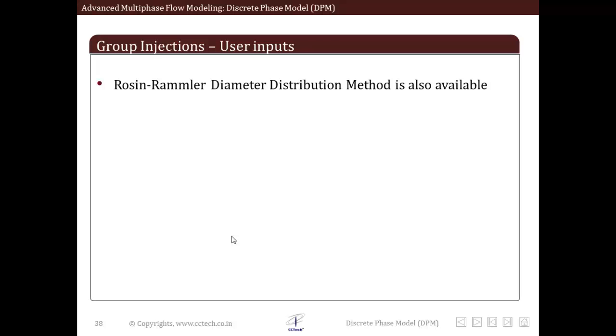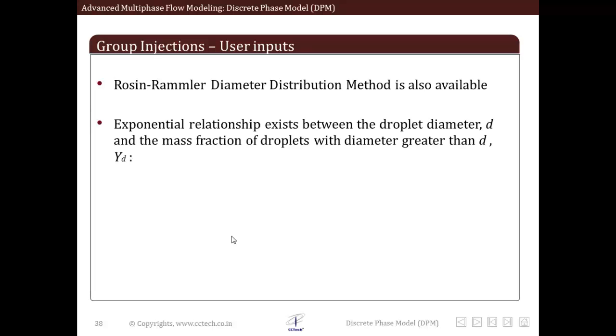Also, for size distribution, the Rosin-Rammler diameter distribution method is available. Within this method, an assumption is made that an exponential relationship exists between the droplet diameter d and the mass fraction of droplets with diameter greater than d. Let us say it is Yd. So the mass fraction of droplets is related to the droplet diameter by this particular equation.